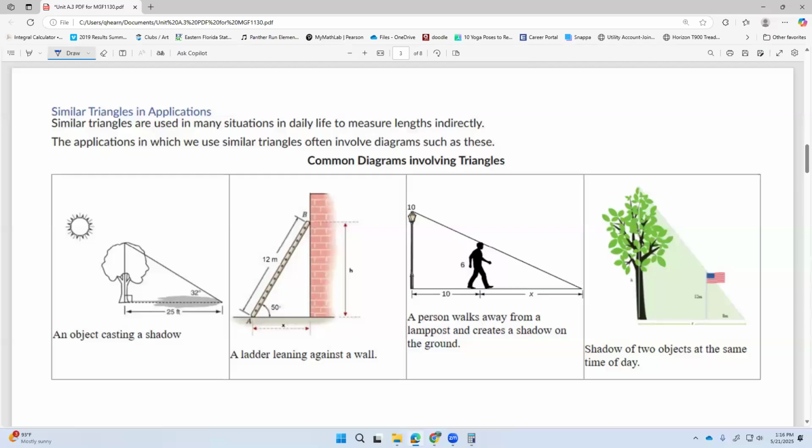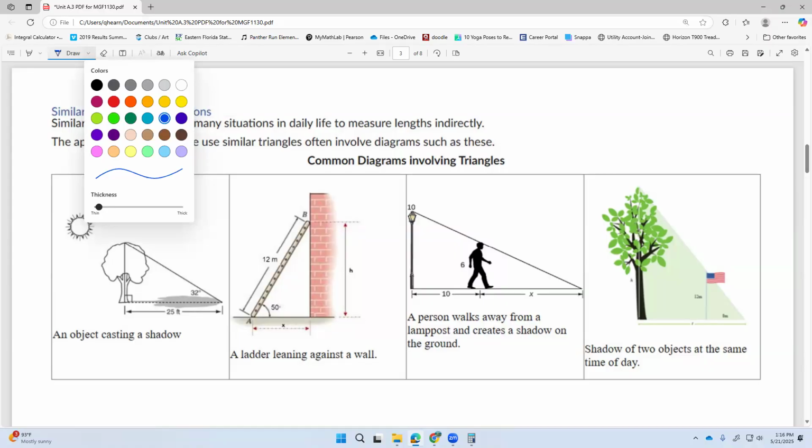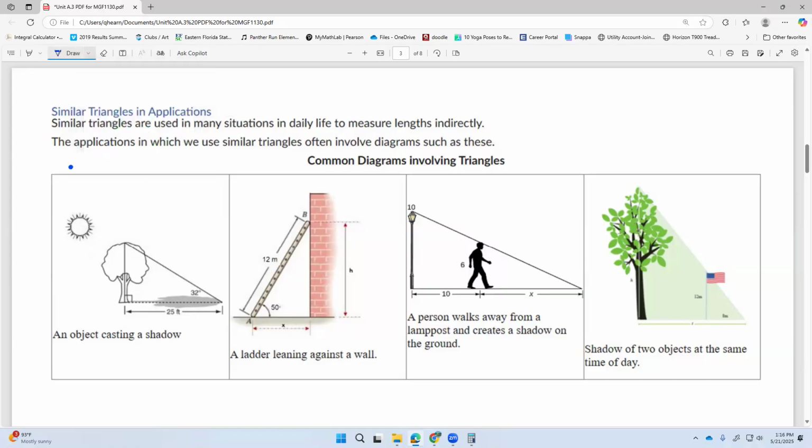So, one of the contexts that we will talk about is when the sun is shining and casts a shadow on the ground. So, you need to be able to draw a picture of that, and you need to understand where a triangle comes into play. So, here on the left, let's call this diagram A.